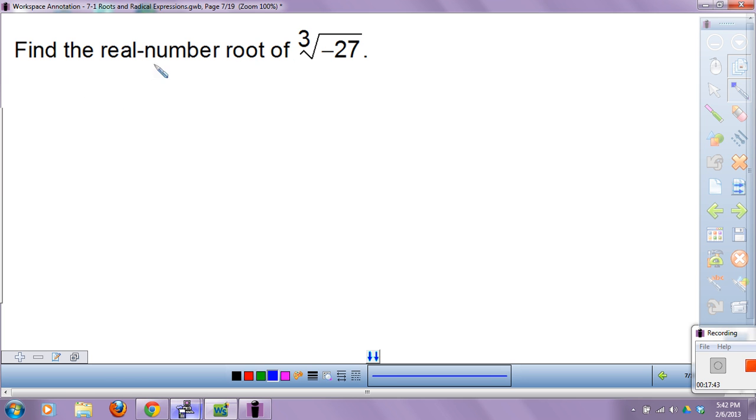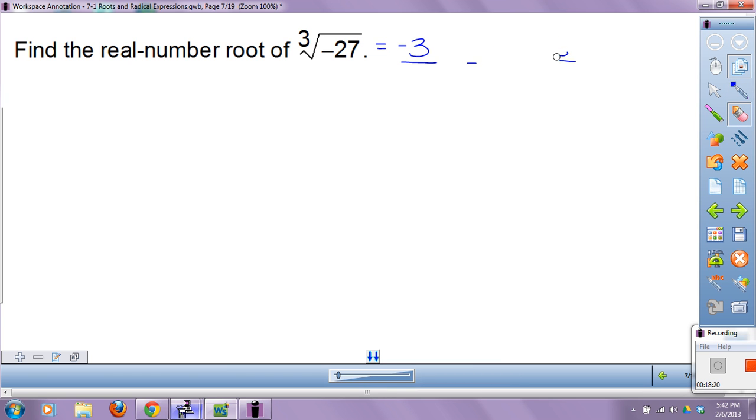Okay, so we're still looking at finding real number roots, this time the cube root of negative 27. Since we're doing the cube root, we can take the cube root of a negative number. What we're trying to find out is what number times itself times itself gives us negative 27. 3 times 3 is 9, times 3 is 27. Negative 3 times negative 3 times negative 3 gives us negative 27, which means the cube root of negative 27 is negative 3.